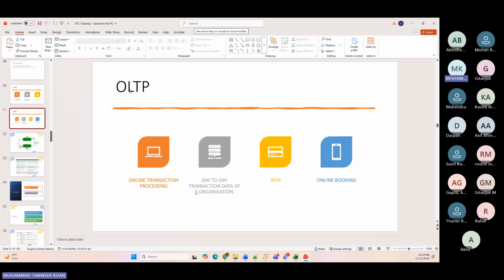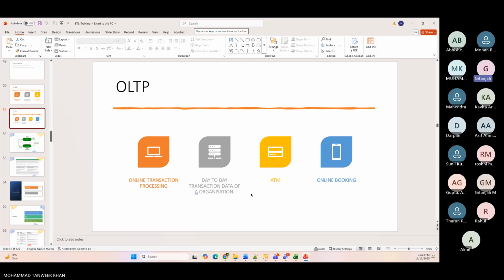And the best examples of OLTP are your ATM transactions and online booking. This all gets stored in OLTP. Is this point clear? Yes.